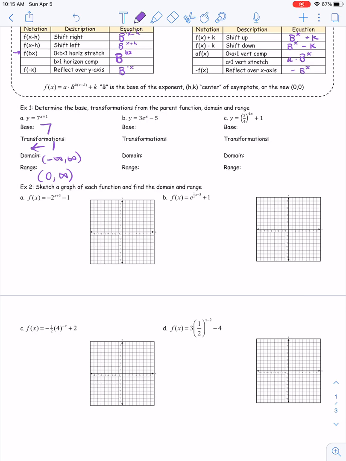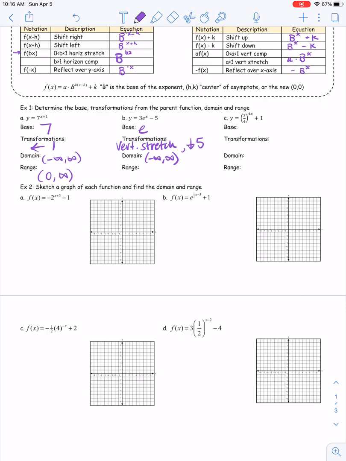Going to part B, who's your base? E. E is the base. 3 is our a value. That is representing a vertical stretch. E is what's being raised to some exponent. So transformations, we've already said, 3 is there. That's a vertical stretch. We also see that -5 out behind the exponent. It is not in the exponent. That is shifting down 5. Domain, negative infinity to positive infinity. That will be very easy for you guys for this whole entire unit. For exponential functions, the domain will always be negative infinity to positive infinity.